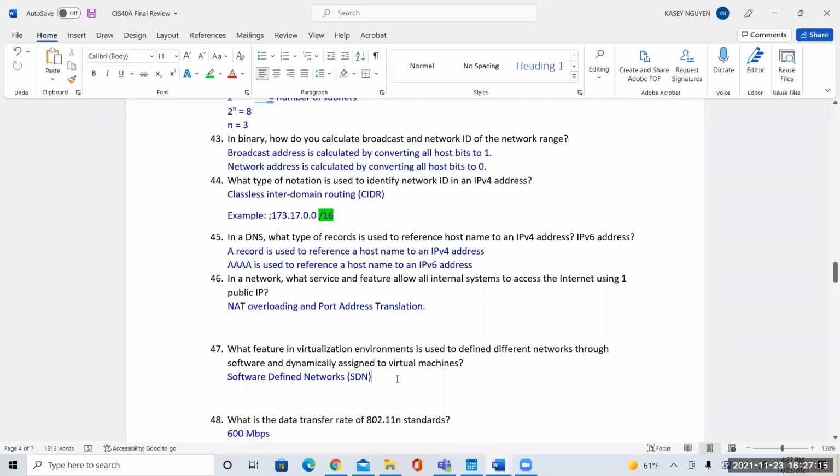47. What feature in a virtualization environment is used to define different networks through software and dynamically assigned to virtual machines? That's known as your software-defined networks. I know if you took 30B with me, we touched on this and we wrote a script about this. So you use software to be able to control your systems. And SDN is often used with cloud systems, like Azure and AWS. So you would see it on cloud as well.